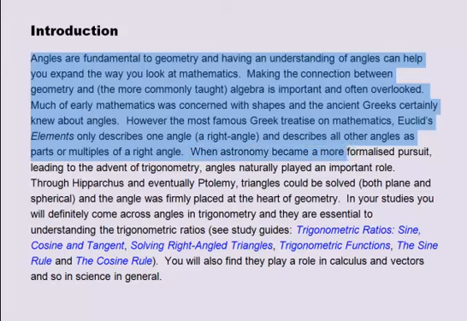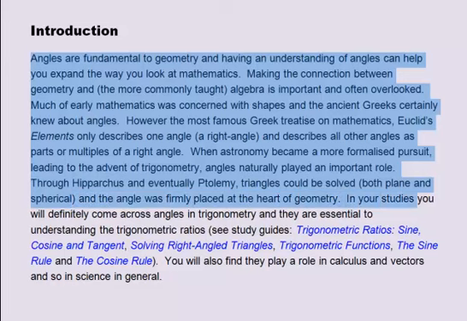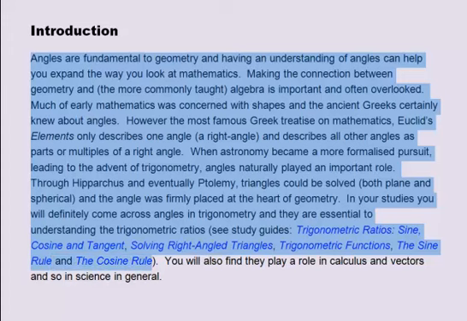When astronomy became a more formalised pursuit, leading to the advent of trigonometry, angles naturally played an important role. Through Hipparchus and eventually Ptolemy, triangles could be solved, both plane and spherical, and the angle was firmly placed at the heart of geometry. In your studies, you will definitely come across angles in trigonometry, and they are essential to understanding the trigonometric ratios. See study guides: trigonometric ratios, sine, cosine and tangent; solving right-angled triangles; trigonometric functions; the sine rule and the cosine rule. You will also find they play a role in calculus and vectors, and so in science in general.